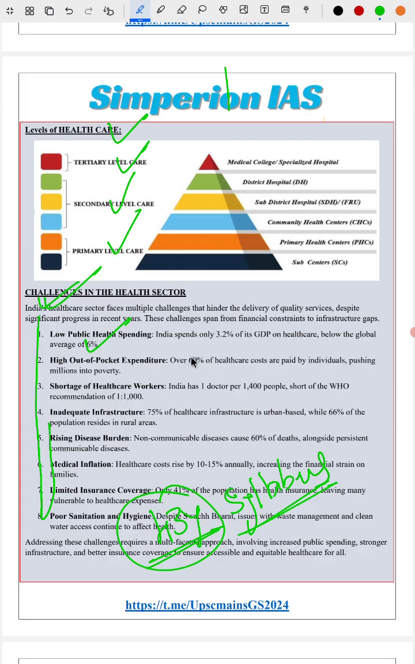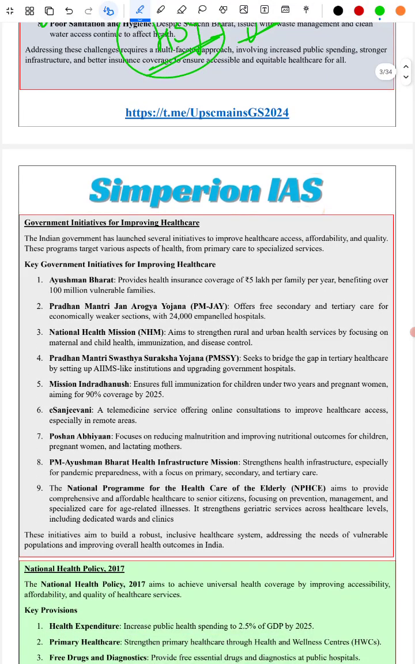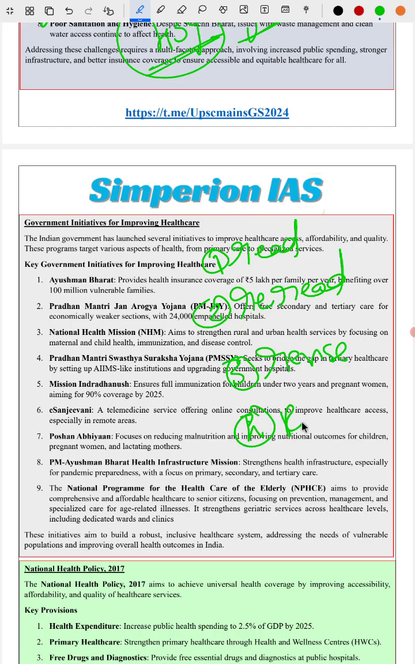It is friendly to read, friendly to reread, friendly to revise, friendly to recall, and friendly to reproduce. These are the steps necessary to get very high marks in the mains and come out with flying colors: read it, reread it, revise it, recall it and reproduce it in the examination. So let's continue with the video.